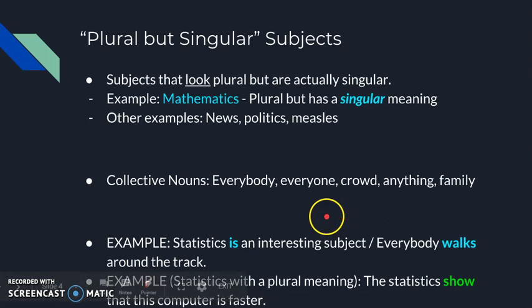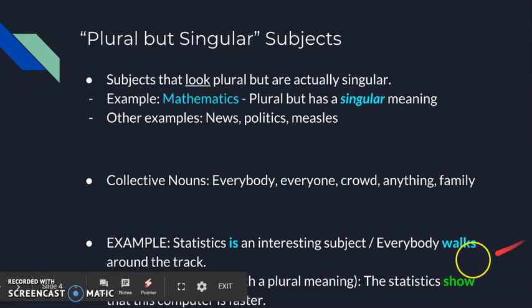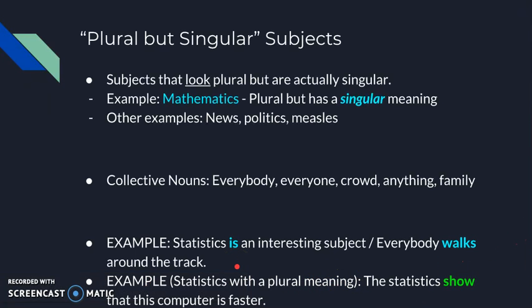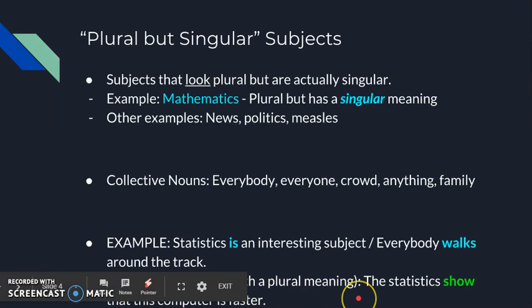A word that is a plural but singular subject is statistics. "Statistics is an interesting subject, and everybody walks around the track." But statistics can be changed, however, in this word. "The statistics show that this computer is faster." It is statistics with a plural meaning, since it's a multiple amount of data as compared to the singular subject when it is only referencing to an academic subject.